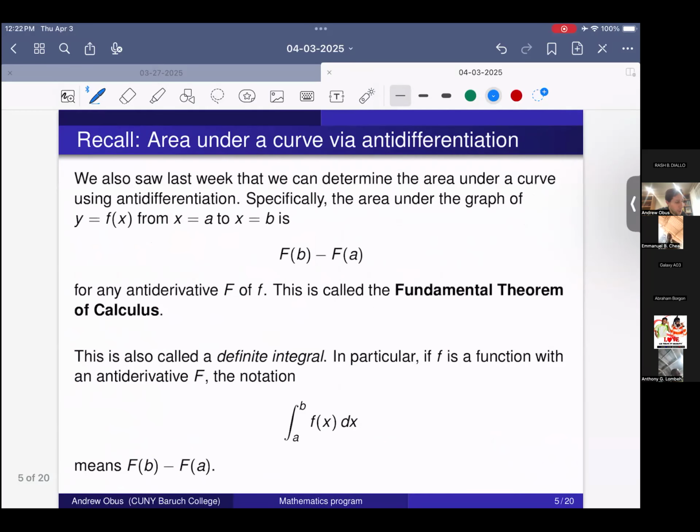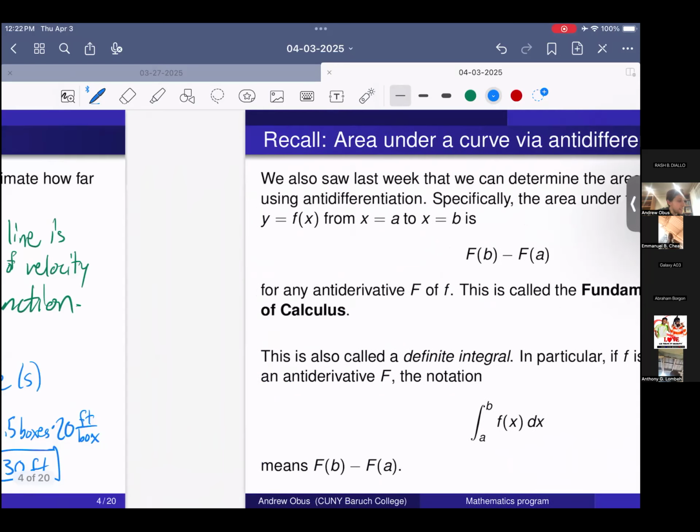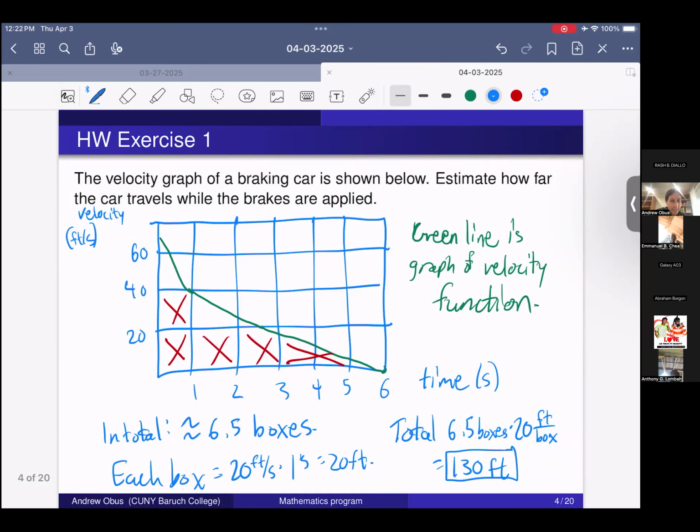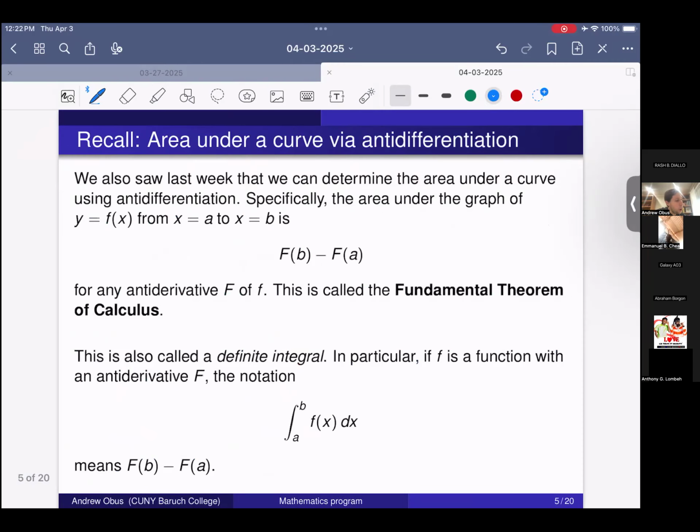Okay, so let's recall that we can also do this with anti-differentiation, right? In this example, we can't use anti-differentiation because I didn't give you any formulas for the function. I just drew something, so you have to just calculate the area. But in general, if you have a mathematical formula, then you can hope to calculate these areas using what's called anti-differentiation.